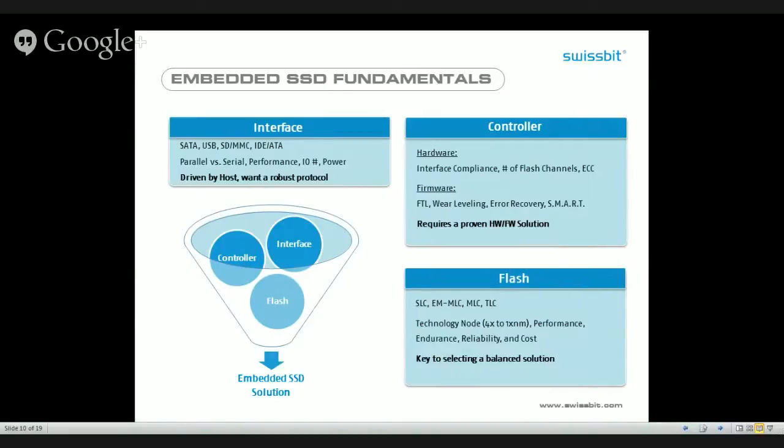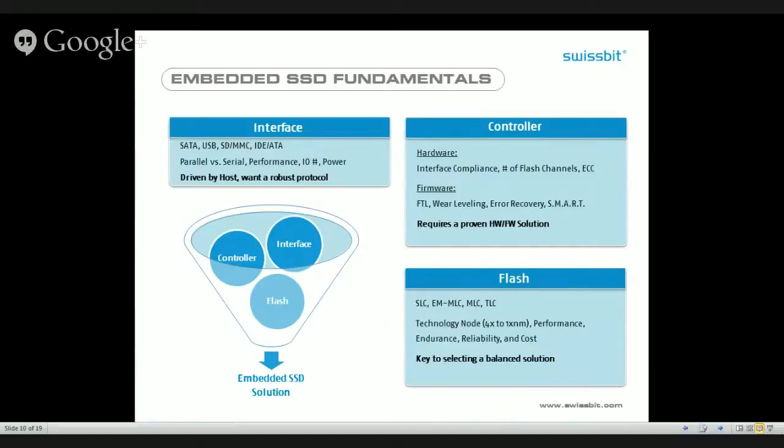The host will define what capabilities it has, the host controller, and then a systems designer will go and select an SSD based on that. In all aspects, you want a robust protocol for your embedded system. On the controller side, there are 2 key elements: hardware, which is the interface to the host, and also the hardware, the silicon that controls the flash channels, as well as ECC and other aspects of how the flash is managed and the data is managed on the drive.